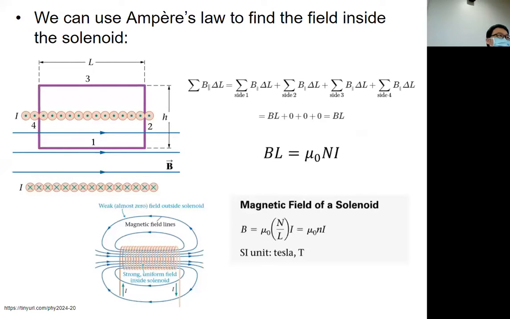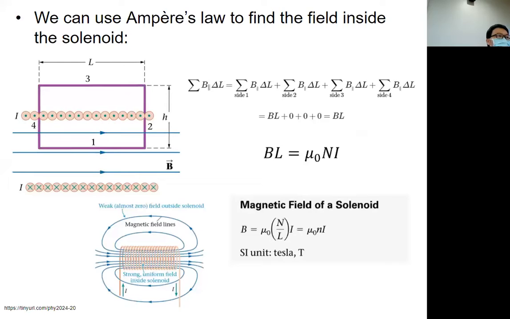So you end up with just B times L. When you apply Ampere's law here, that should be equal to mu naught, the constant, times the current enclosed by that closed path. So mu naught times I, where you should have n numbers of I enclosed by that rectangle. That will give you the magnetic field.